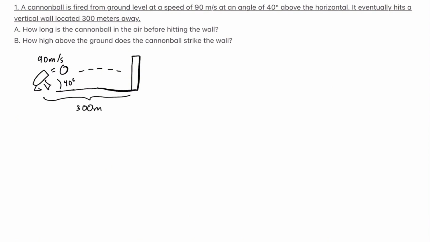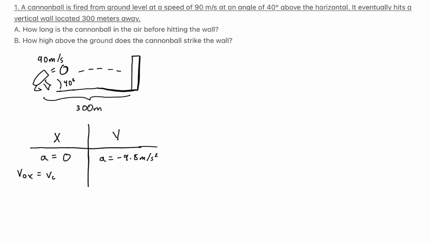Okay, we can also make an XY chart to summarize some of our variables at play. The acceleration in the x direction is 0 because it is only given an initial velocity, but in the y direction it is negative 9.8 meters per second squared because gravity is acting on the ball throughout its entire trajectory. For the initial velocity in the x direction, we have v naught cos theta, and for the initial velocity in the y direction, we have v naught sine theta.